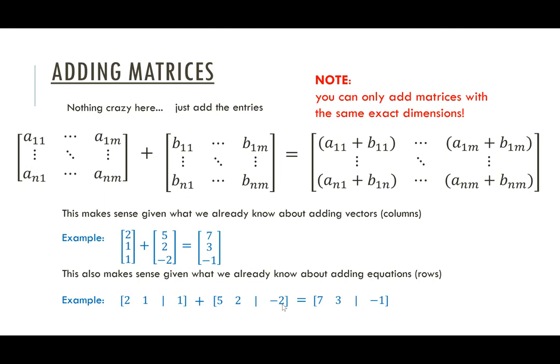So this should tell you that there is no other way we could consistently define adding matrices, given what we already know about the correlation between matrices and vectors and between matrices and equations. So, okay, we should feel rock solid about this definition.